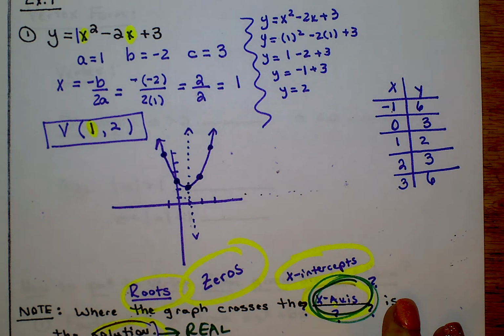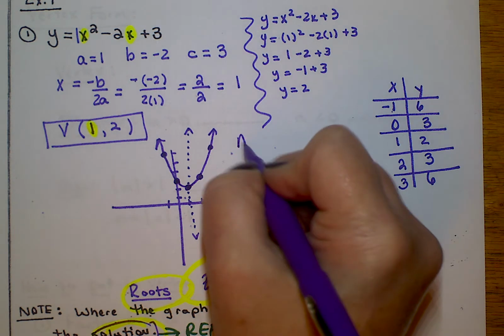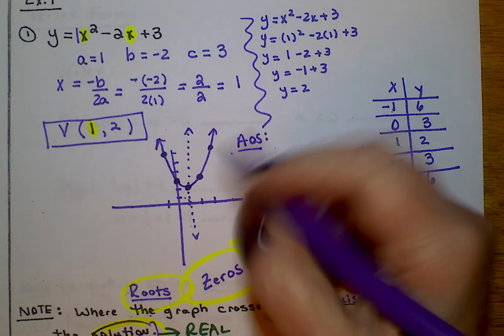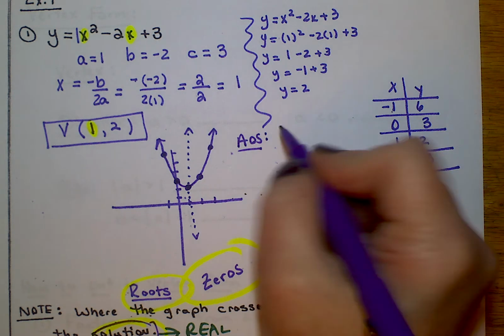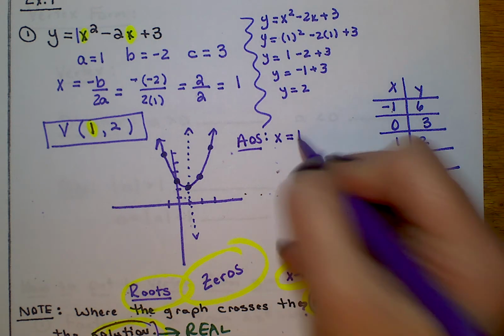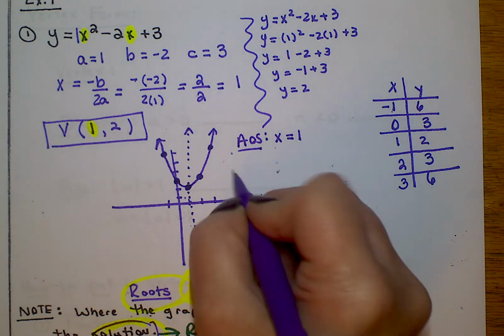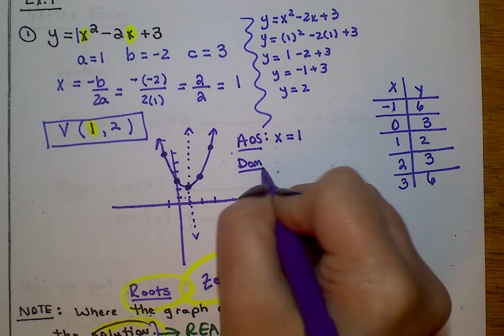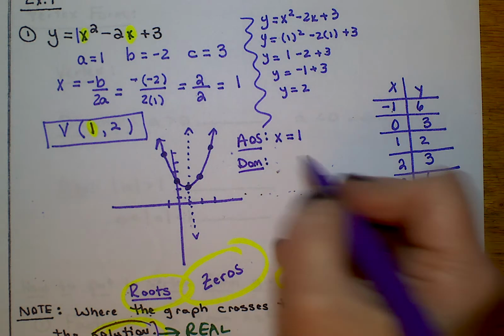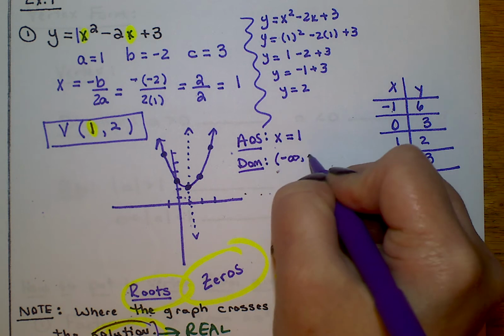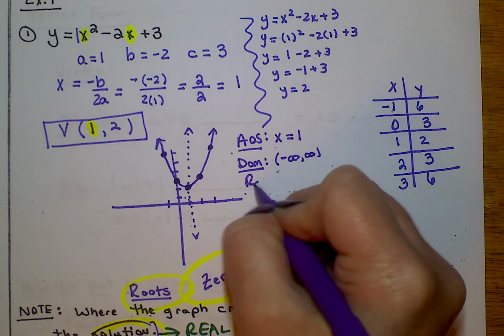Okay, so I'm going to name those vocabulary terms. So we've got axis of symmetry. That's going to be that imaginary dotted vertical line that cuts through the vertex. So that's going to be written as x equals 1. For your domain, you could put any number in the world in for x, or you could flatten it to the x-axis. That would be all real numbers, negative to positive infinity.